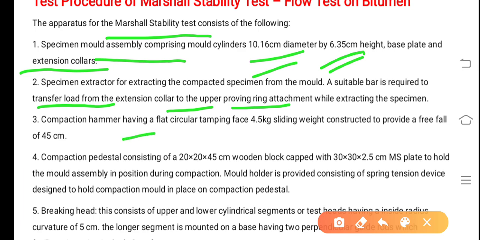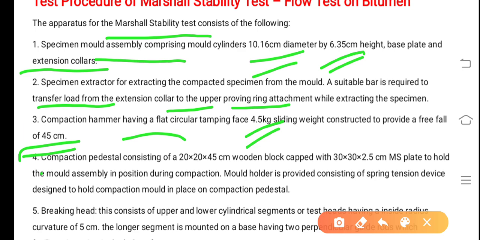Compaction hammer having a flat circular tamping face, 4.5 kg weight, gliding weight constructed to provide a free fall of 45 centimeter. So when we are giving the number of blows to prepare the specimen, it should be 45 centimeter, or 45.7 in the standard textbook. It is given as 45.7 centimeter free fall height, with 4.5 kg weight of hammer.